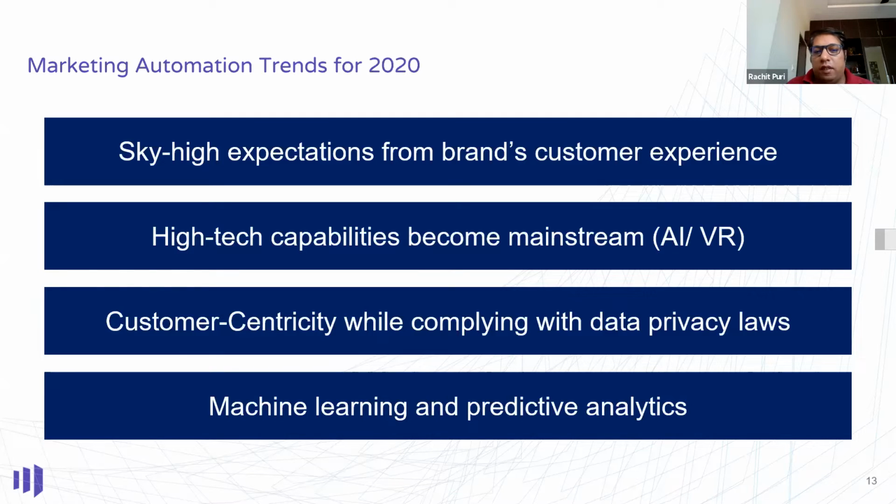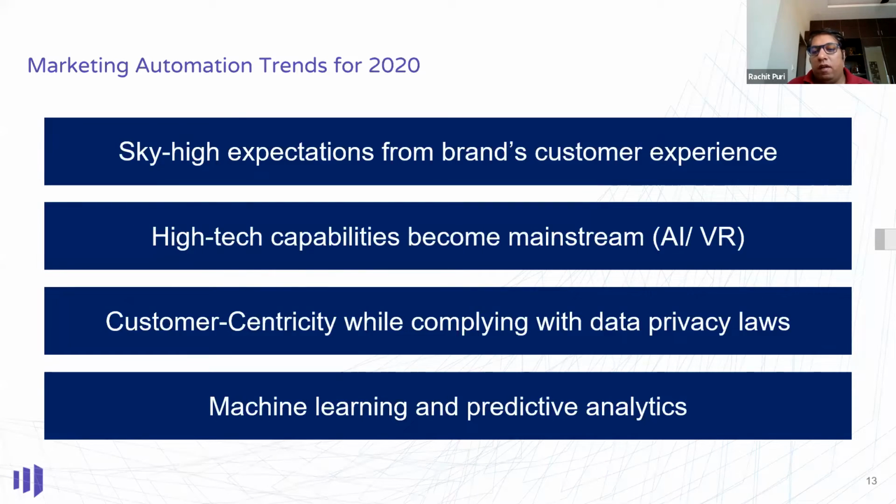Then, how do we stay customer centric while we comply with all the data privacy laws? This is something that we are going to cover in the upcoming slides as well. But we know last year we had GDPR, we have CCPA coming, then we have the New York privacy law, and a lot of different laws are coming in 2020. So how do we make sure that we stay customer centric? We make sure that we are able to personalize the content and our marketing campaigns while we stay compliant. So that's going to be another big trend for 2020.